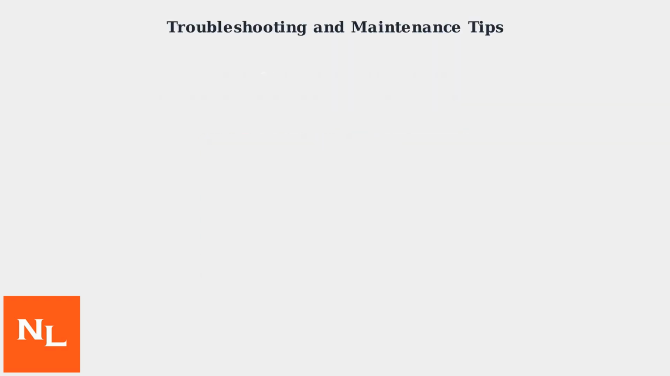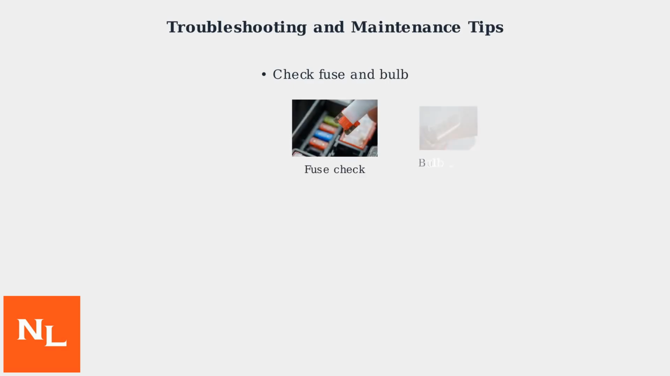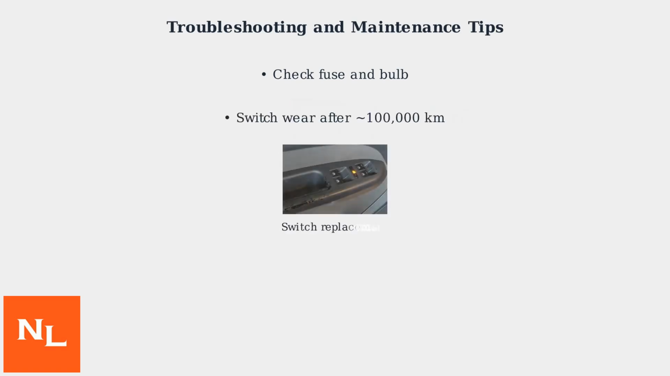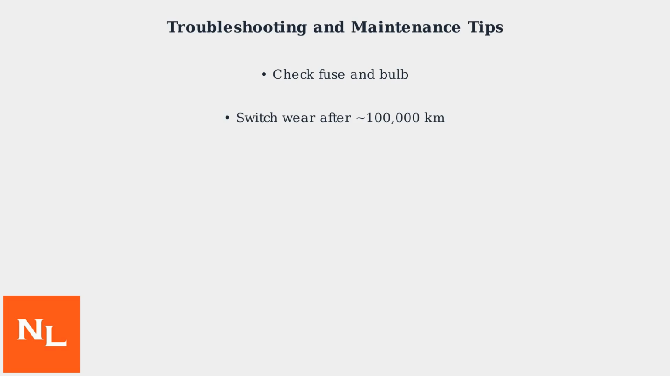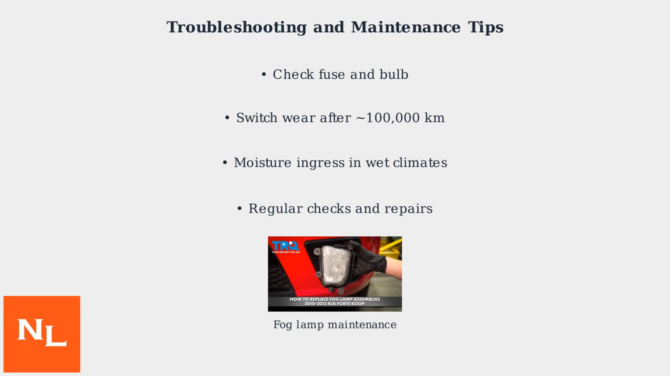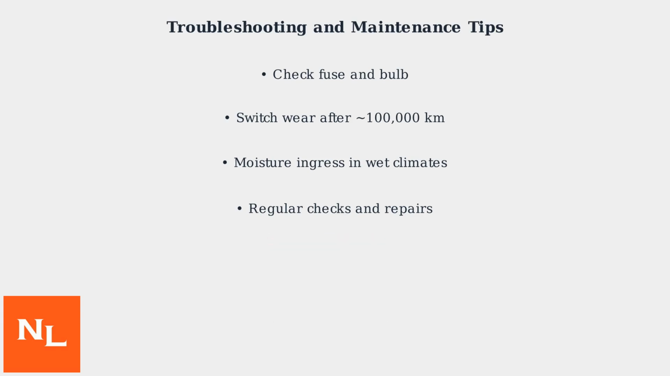If your fog lights aren't working, first check the fuse and the bulb. Switch wear can occur after extended use around 100,000 kilometers, potentially requiring switch replacement. Some Kia owners have reported moisture ingress affecting the switch, particularly in wet climates. Regular checks and prompt repairs ensure optimal fog light performance and safety. These troubleshooting steps and maintenance tips will help keep your Kia Ceed III fog lights functioning properly and safely.